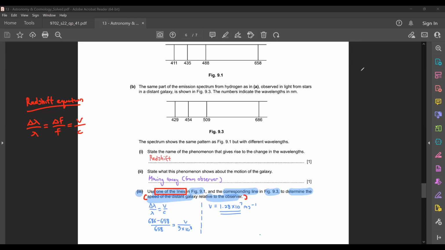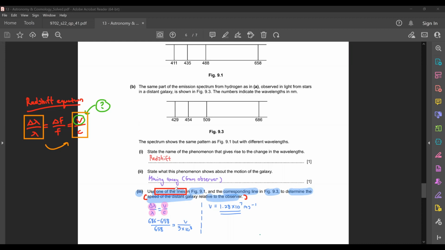So you want the recessional speed right now, the speed with which the galaxy is moving away from your observer. And since information about the wavelength is given here, you're going to use the fractional change in wavelength and equate it to your recessional speed divided by your speed of light. So right now, your equation is delta lambda over lambda equals V over c.